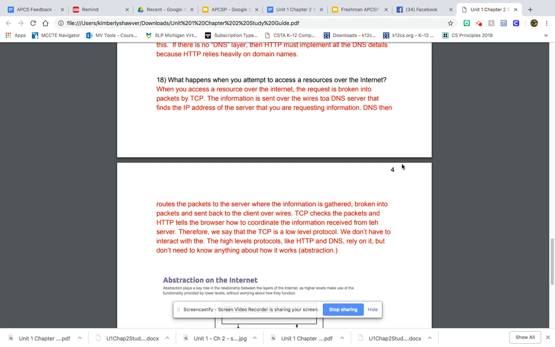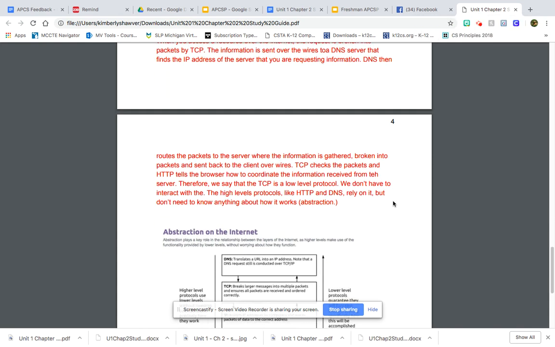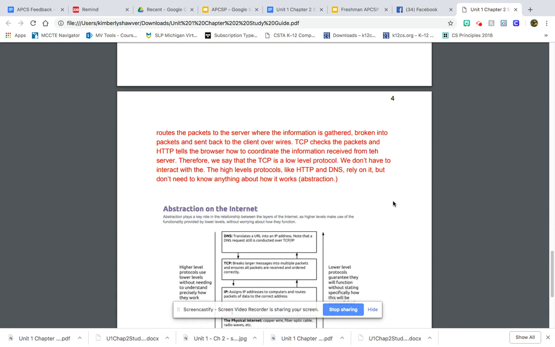What happens when you attempt to access a resource over the internet? When you access a resource over the internet, the request is broken into packets by the TCP. The information is sent over wires to a DNS server that finds the IP address of the server that you are requesting information from. The DNS then routes the packets to the server where the information is gathered, broken into packets, and sent back to the client over wires. The TCP checks the packets, and HTTP tells the browser how to coordinate the information received from the server.